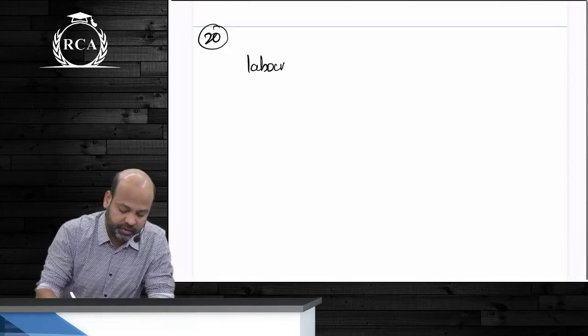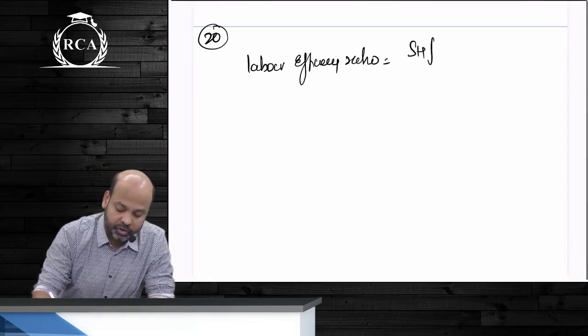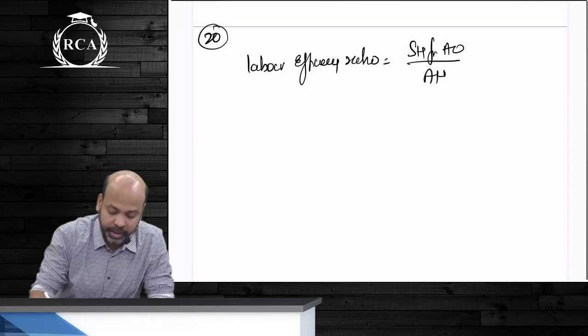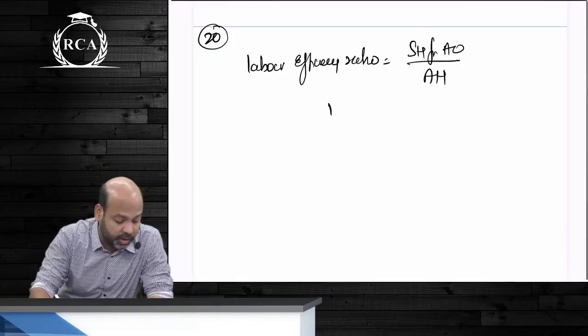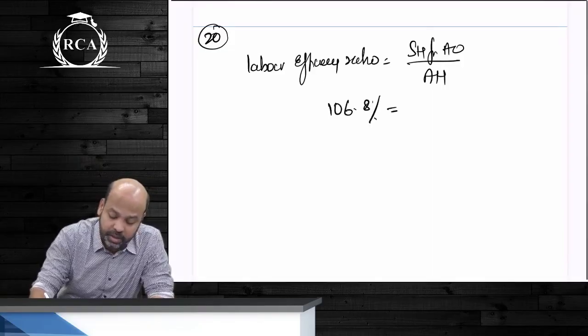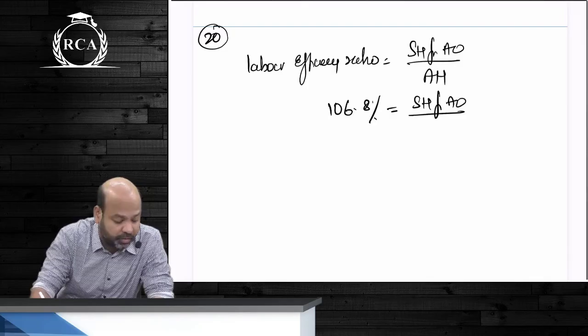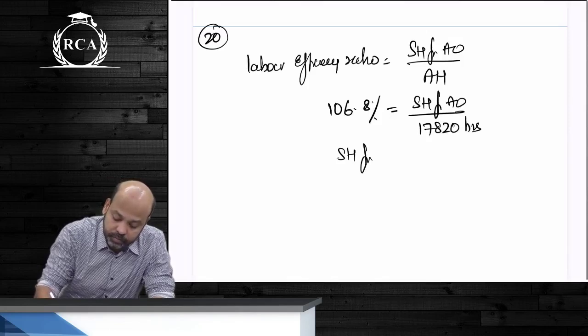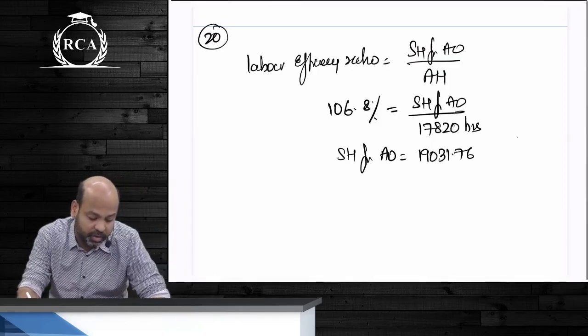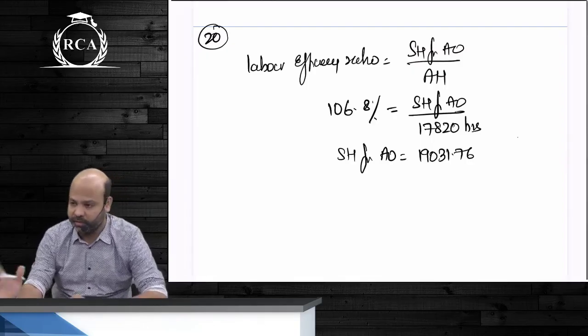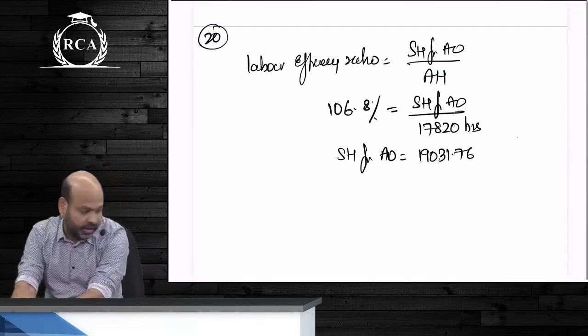Labor efficiency ratio, guys, is standard time by actual time. So standard hours for actual output divided by actual hours. You know actual hours worked, you know standard hours, beta. 106.8% is equal to standard hours for actual output divided by 17,820 hours. 19,031.76. So you can write approximately 19,032 hours, or continue by writing it like this. This will be the standard hours for actual output, guys.